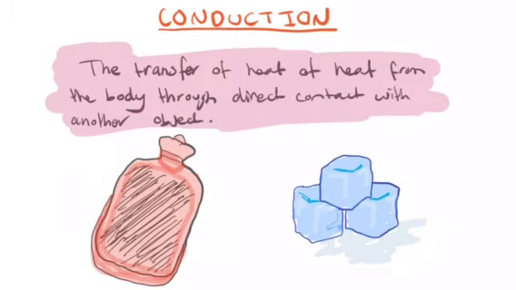A good way that we can use conduction for the athlete is that if the athlete has overheated or is suffering hypothermia, so too cold, we can use hot and cold products such as heat packs and ice packs to help bring the body back to core temperature.